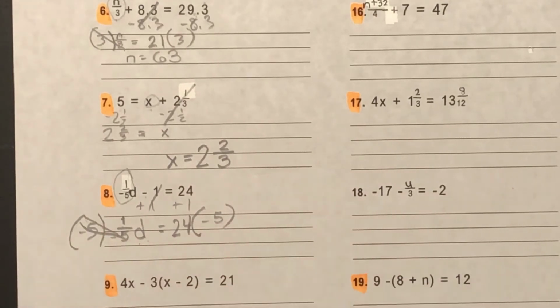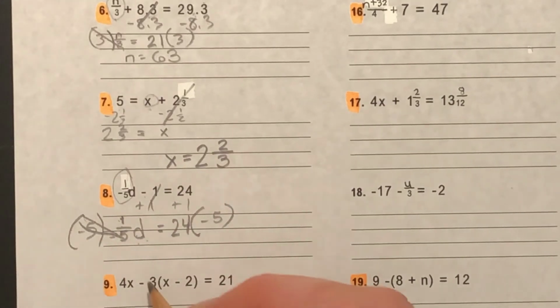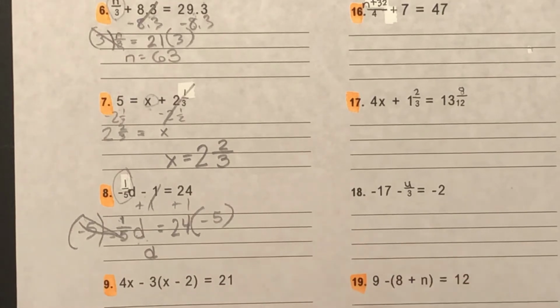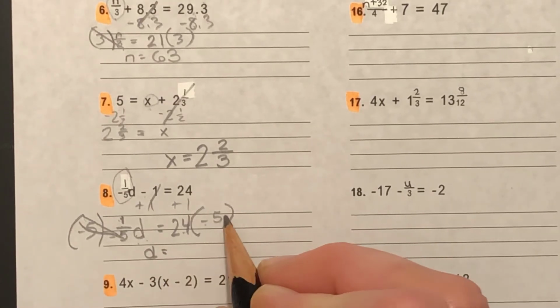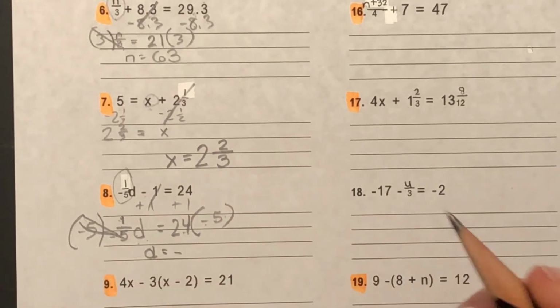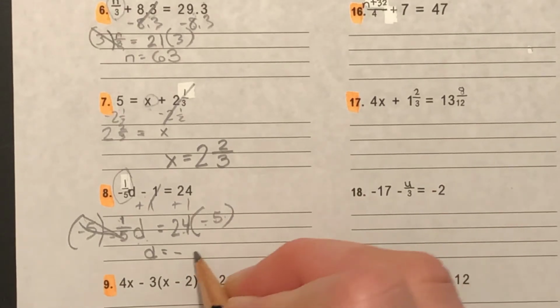The negative 5's cancel out, so I'm left with 1d. And since 1 is just understood in algebra, I'll just put d equals 24 times negative 5. Don't forget that was a negative 5. So it's going to be negative. That would be 120.